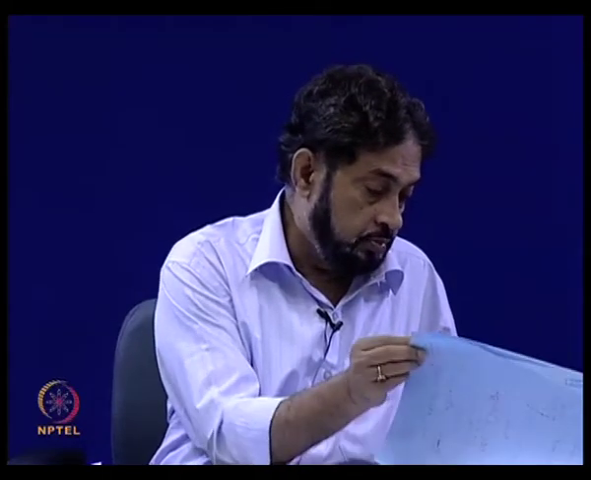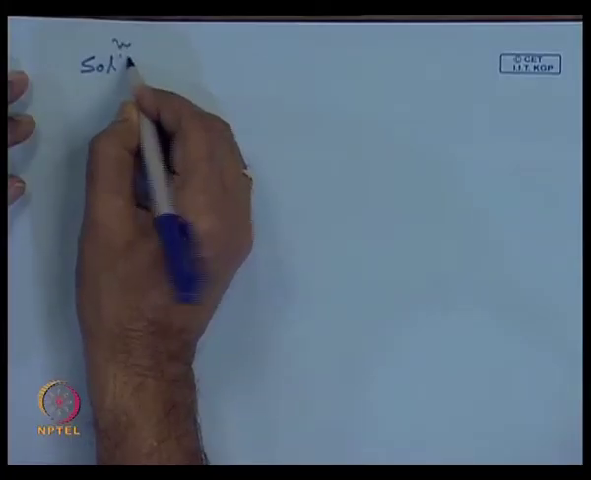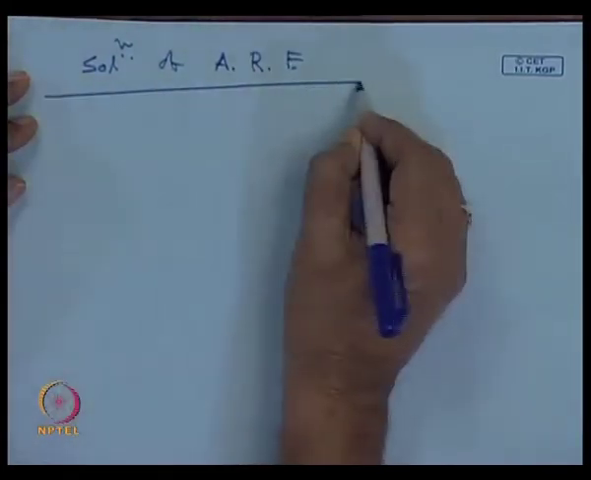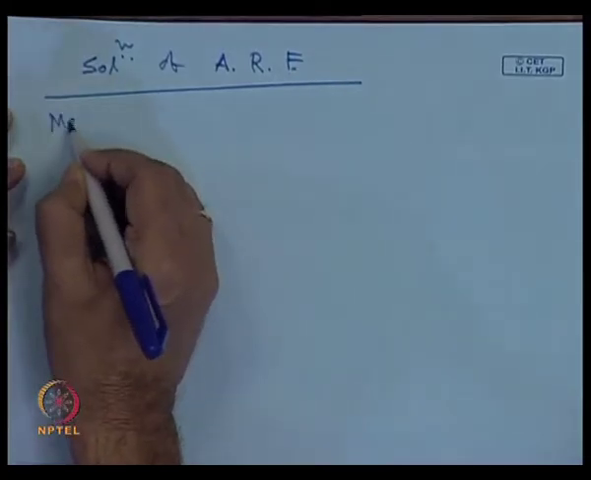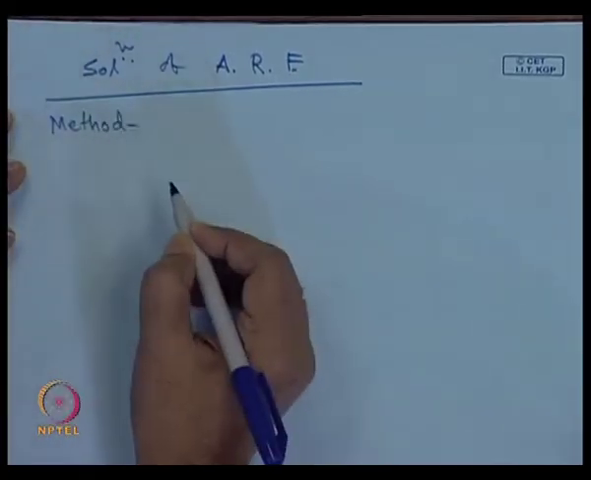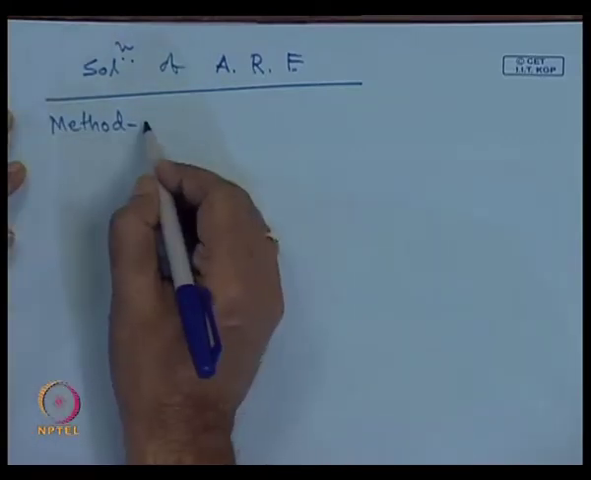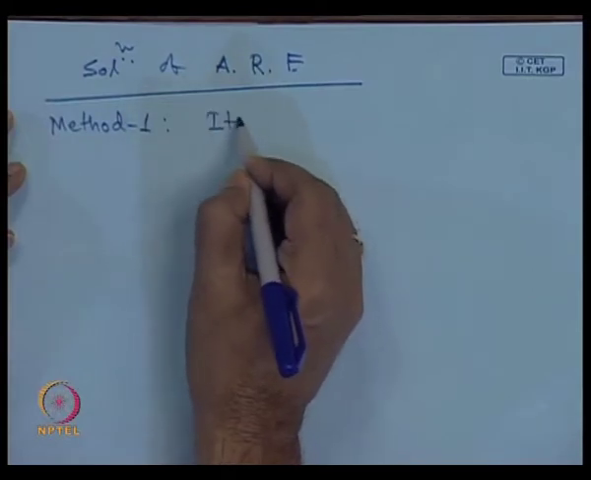Let us now go back to how to solve the algebraic Riccati equation by different techniques or methods. Solution of A.R.E., the algebraic Riccati equation. The first method is the simplest method, but it takes much time to get the converged value of P. So, method 1 is the iterative method.